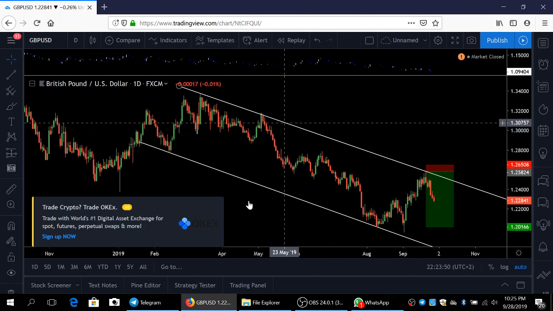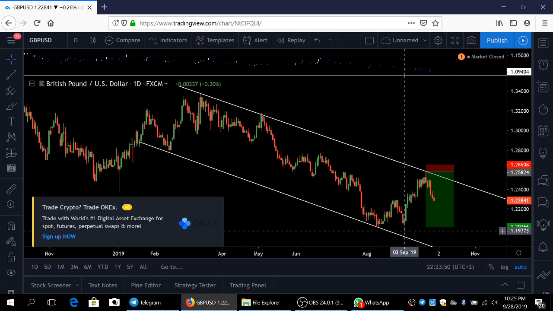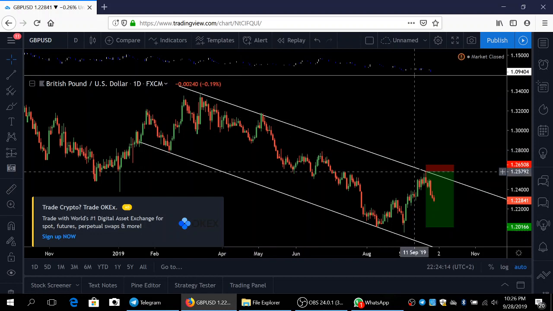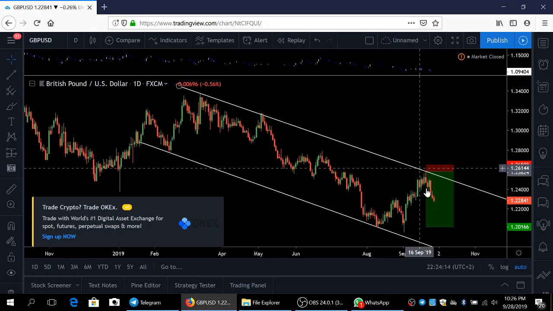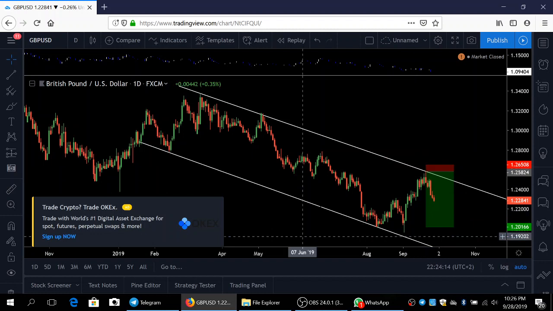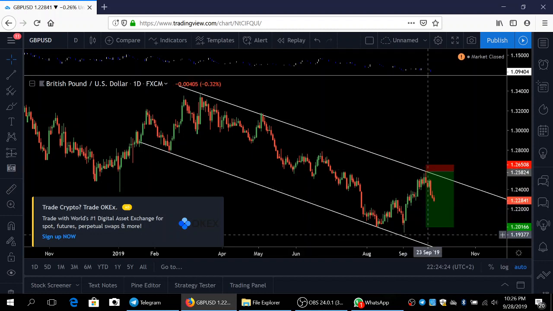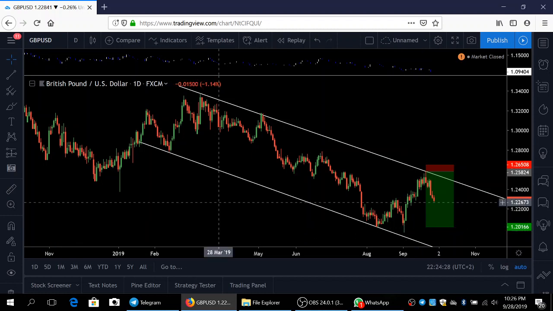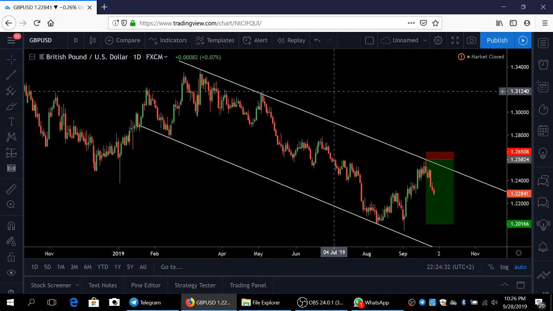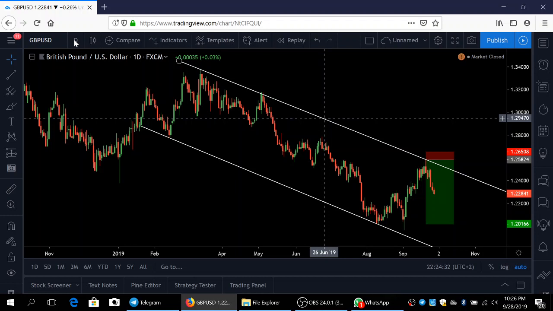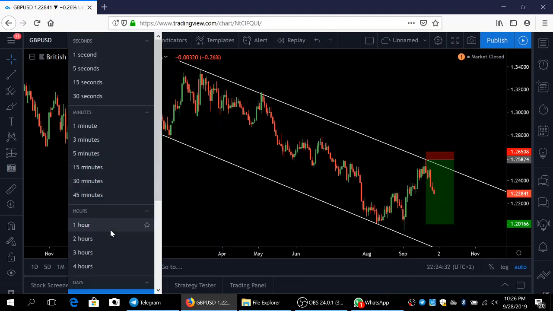You can see that we have a descending trend line, and price had bounced off here on the third touch and it began a move to the downside. We were almost at our take profit zone here, close to the bottom of the trend line. If you go to the 4-hour chart, we have a head and shoulders pattern and a trend line break and retest, which also gives us a confluence.